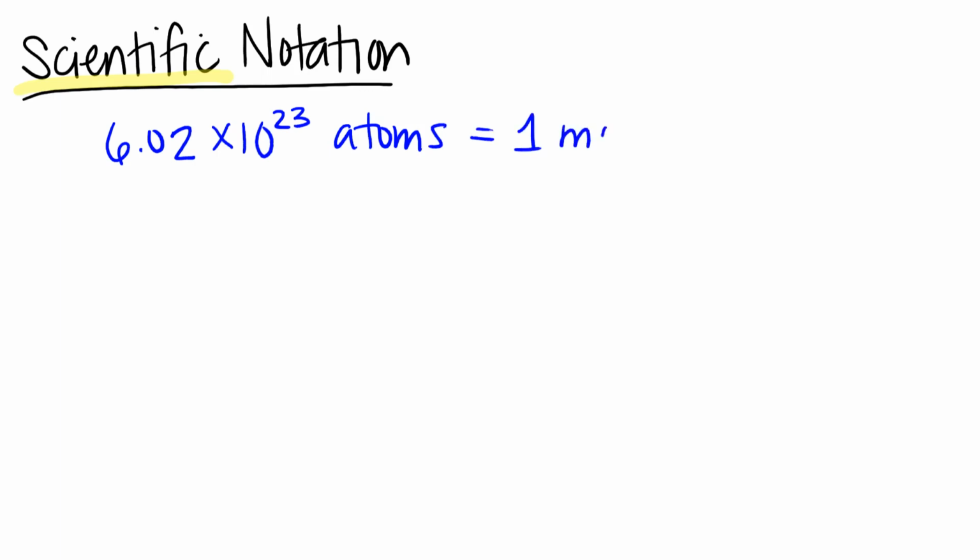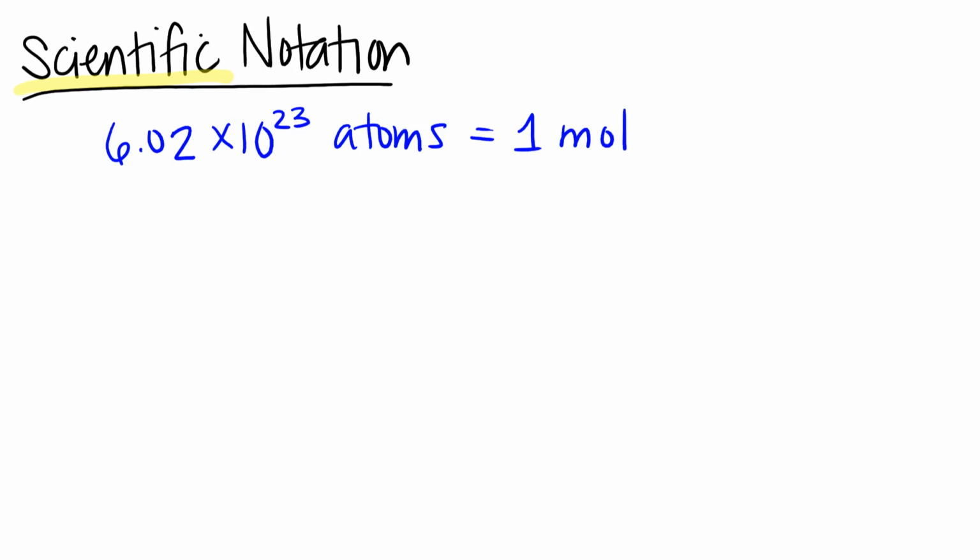For instance, there's a conversion you use all the time in chemistry, which gives you the number of atoms per mole. So that conversion tells you there's 6.02 times 10 to the 23 atoms for every 1 mole of a substance. So right here, this is an incredibly big number, right?